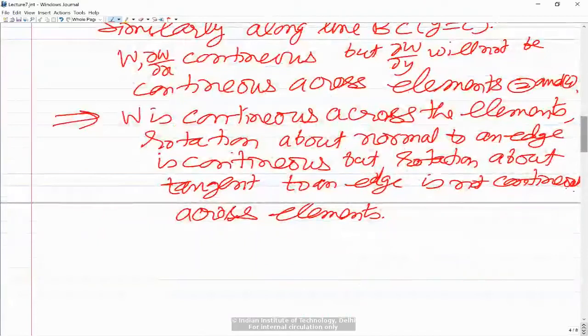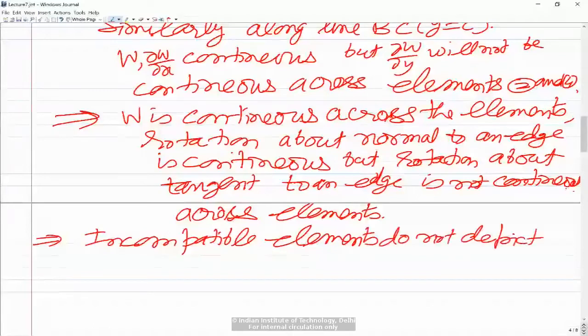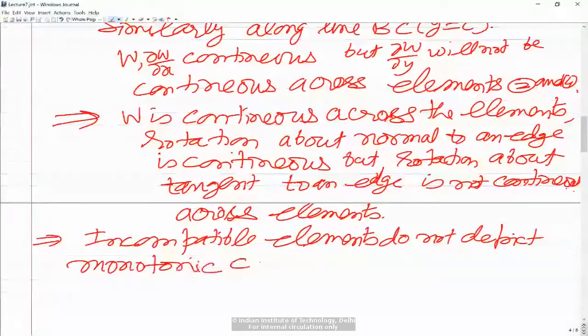And now, what is the problem with the incompatible elements? The incompatible elements do not depict monotonic convergence.